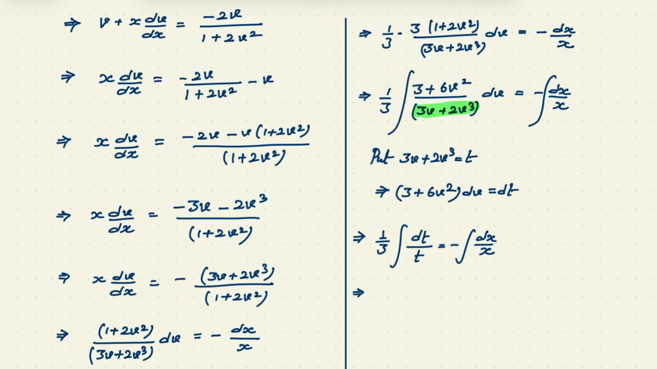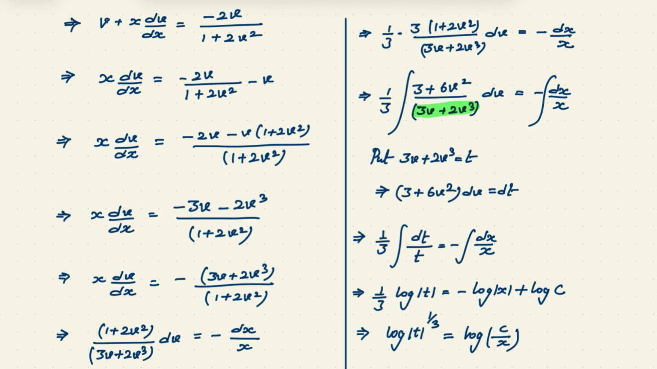So this implies 1 by 3. Integration of dt over t is log of t equals to minus integration of dx over x is log of x. And let us add constant of integration, writing log of c. So using the property of log, this can be written as log of t to the power 1 by 3 equals to here log of c minus log of x is log of c by x.